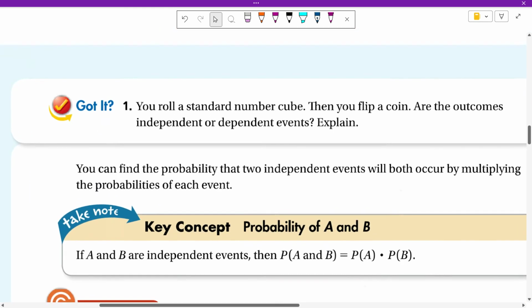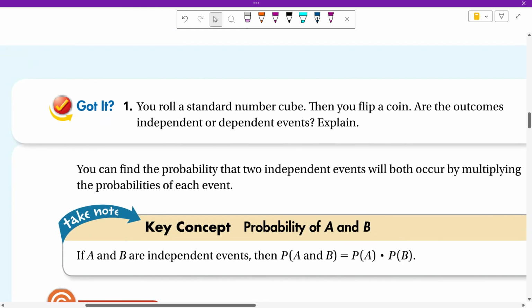Okay. You roll a standard number cube. You roll a die. You know, when you have dice, you roll a die. Okay? Then you flip a coin. Independent or dependent? Independent. A coin is different than a die.